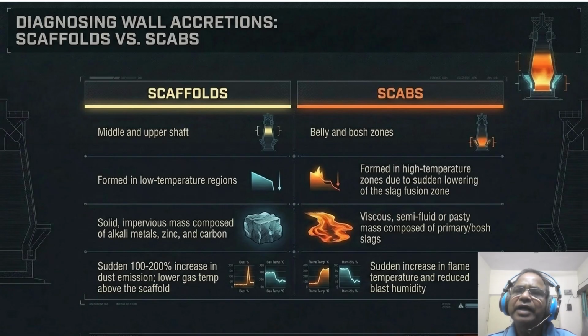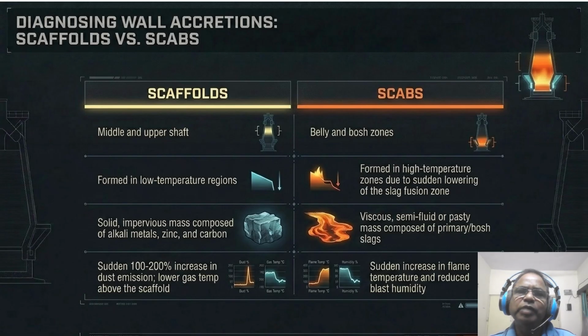Now look at the scabs. They form lower down in the belly and wash and are viscous, semi-fluid masses of slag, shown by orange lava icon. So notice the symptom. A scaffold causes a massive 100 to 200% increase in dust emission because the gas is squeezed into a smaller area. A scab, however, is often signaled by a sudden rise in flame temperature and reduced blast humidity.